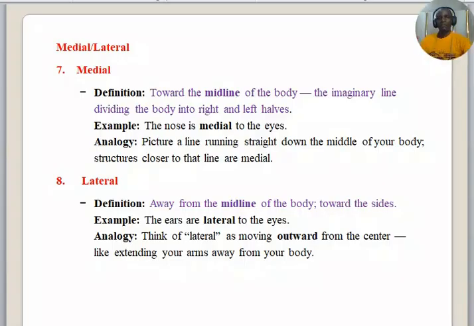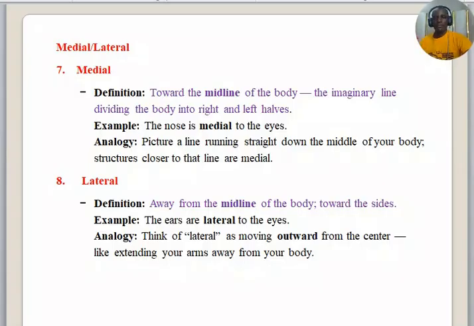When you're moving away from that line, we say you're moving laterally. So lateral can be defined as away from the middle line of the body to either side. Example, the ears are lateral to the eyes. Look at where the eyes are located and look at where the ears are located. So the ears are lateral to the eyes. Think of lateral as moving outward from the center line, extending your arms away from your body.